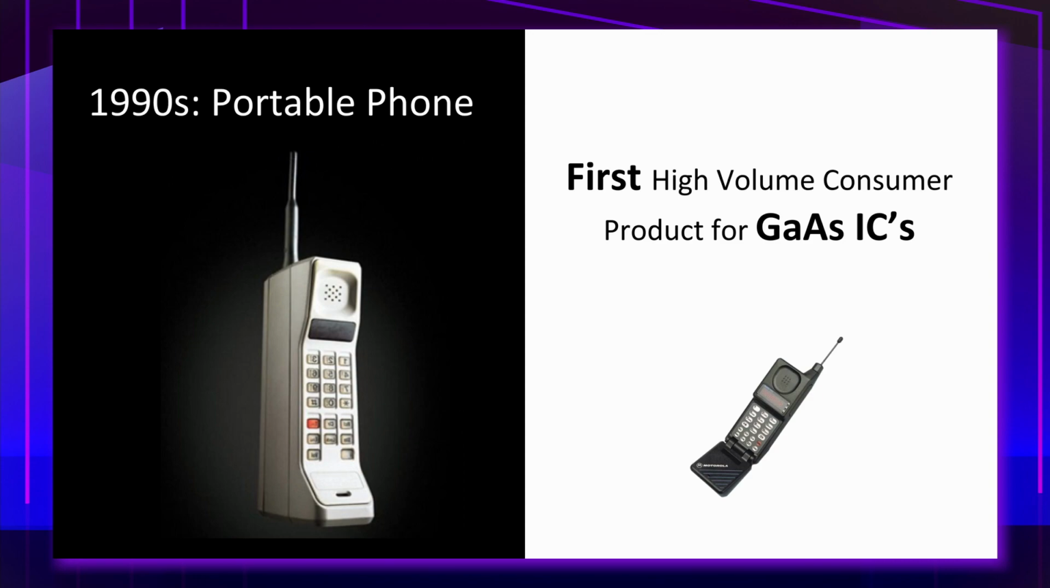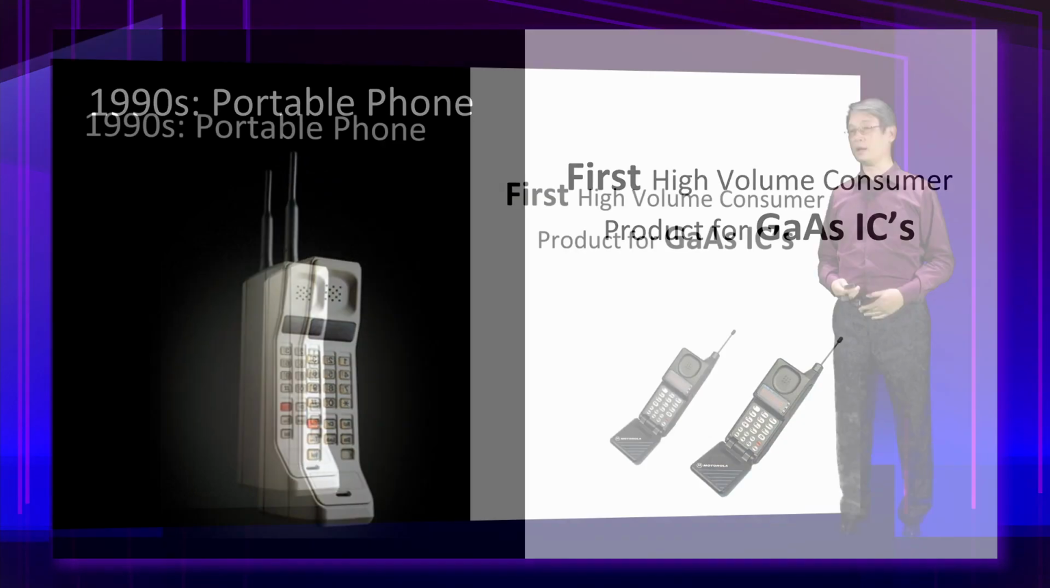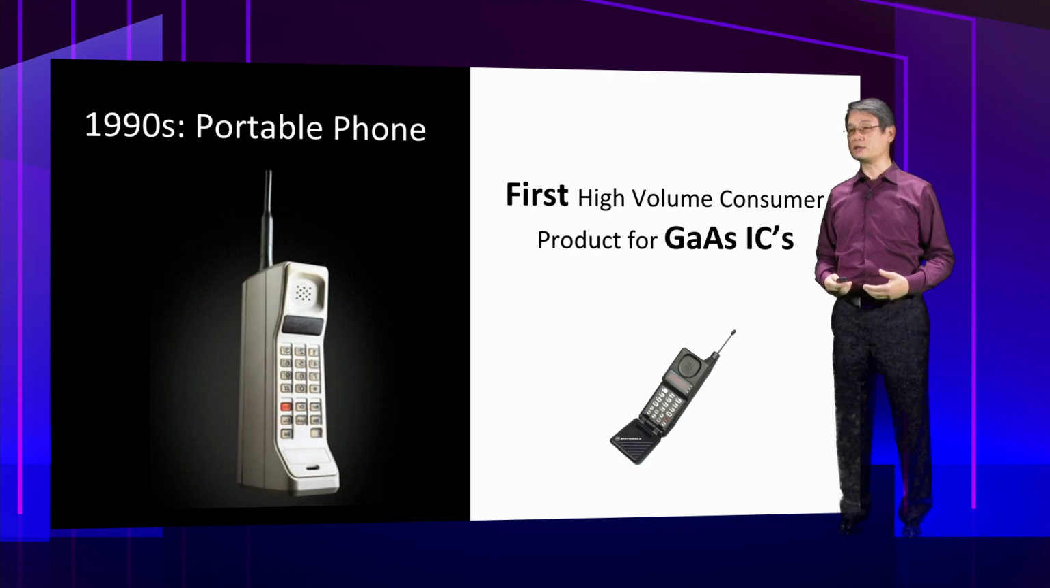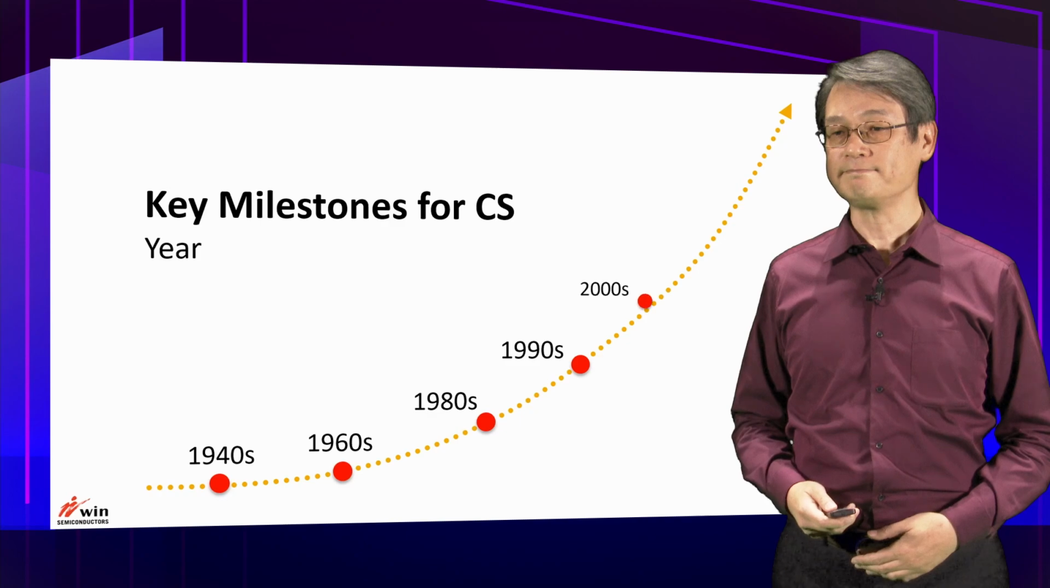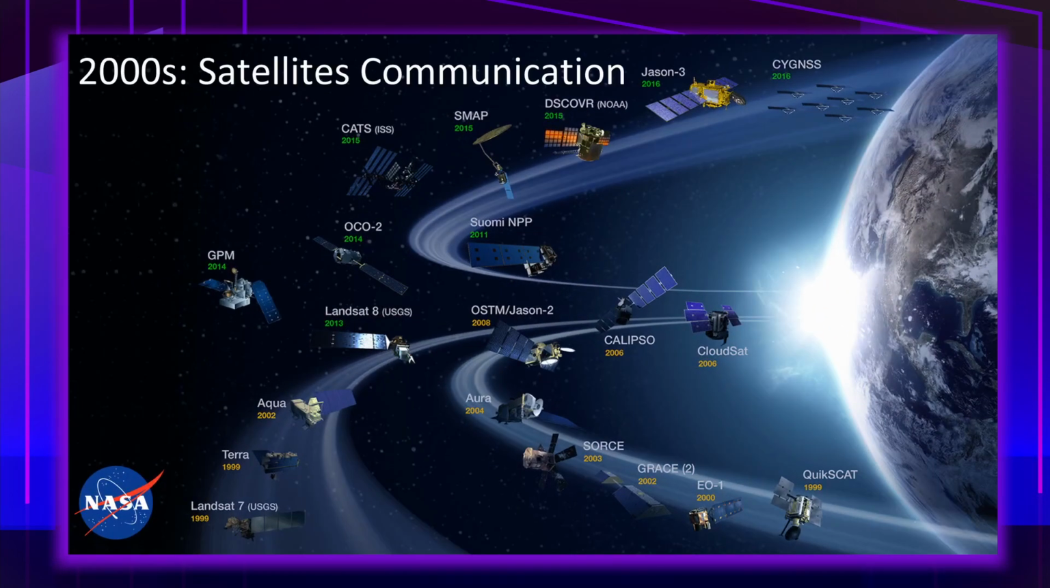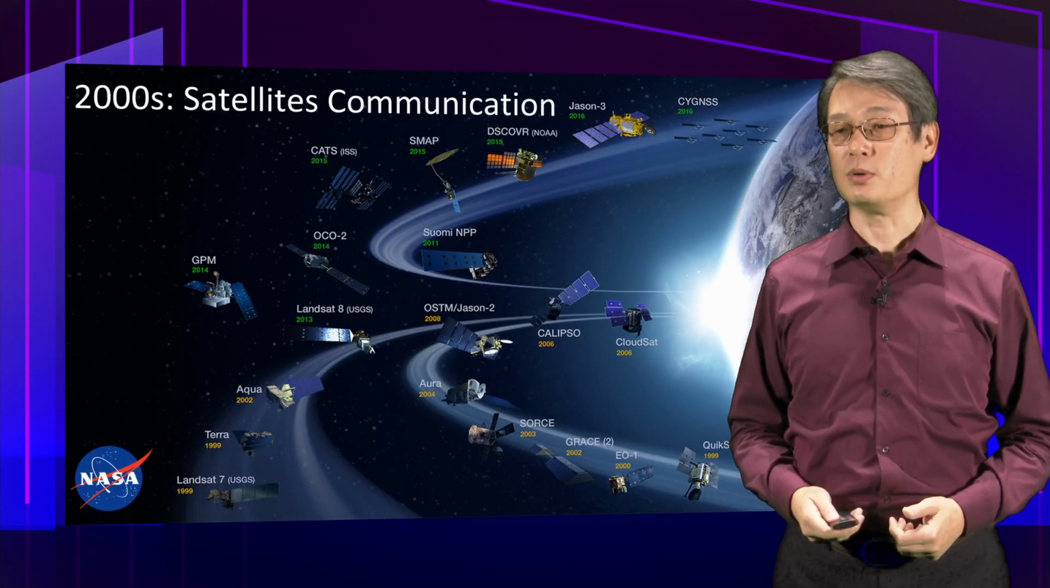The mobile phone was the first consumer product which brought gallium arsenide ICs into true volume production. Even now, we estimate that around 50% of gallium arsenide ICs are used for smartphones. Compound semiconductors are also widely used in satellite communication, in both space and ground terminals, for transmitting and receiving signals. Compound semiconductors certainly help make commercial satellites possible.